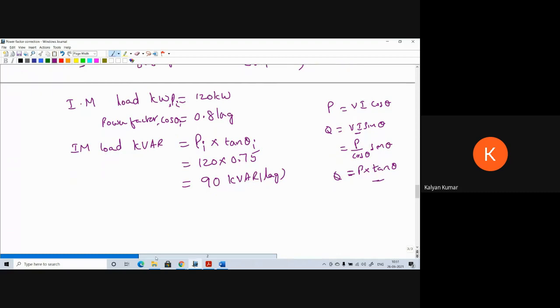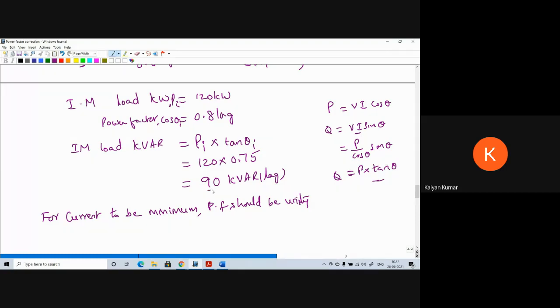So for the current to be minimum, the power factor should be unity. So when will unity power factor occur?